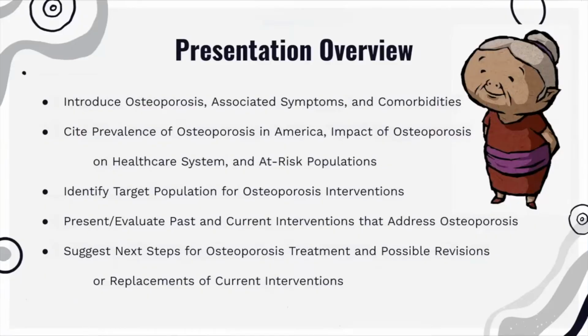Let's get started. Here's a rundown of our presentation for today. First, we'll introduce osteoporosis, associated symptoms, and comorbidities of the disease. Secondly, we'll cite the prevalence of osteoporosis in America, the impact of osteoporosis on the healthcare system, and at-risk populations. Third, we'll identify target populations for the osteoporosis interventions of this project today. Fourth, we'll present and evaluate past and current interventions that address osteoporosis in the populations. And finally, we're going to suggest next steps for osteoporosis treatment and possible revisions or replacements of current interventions.